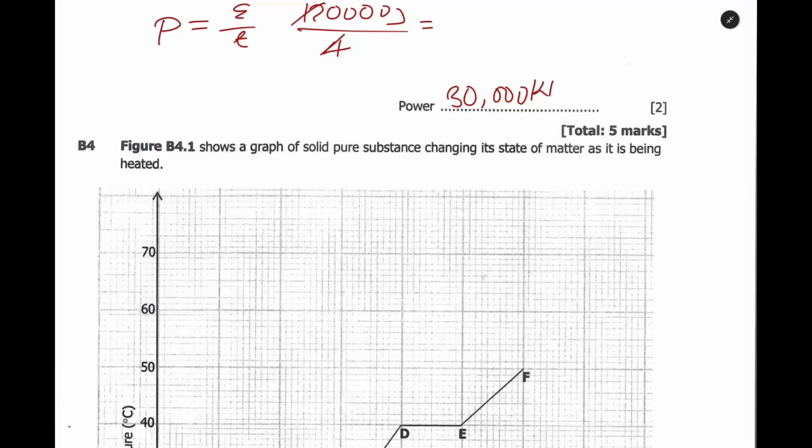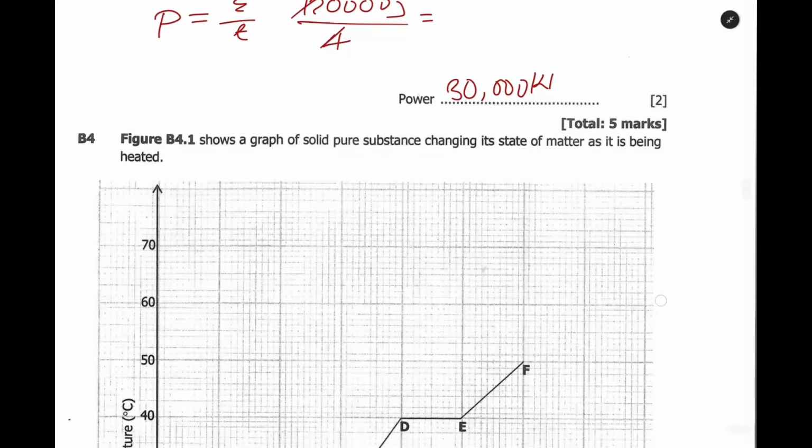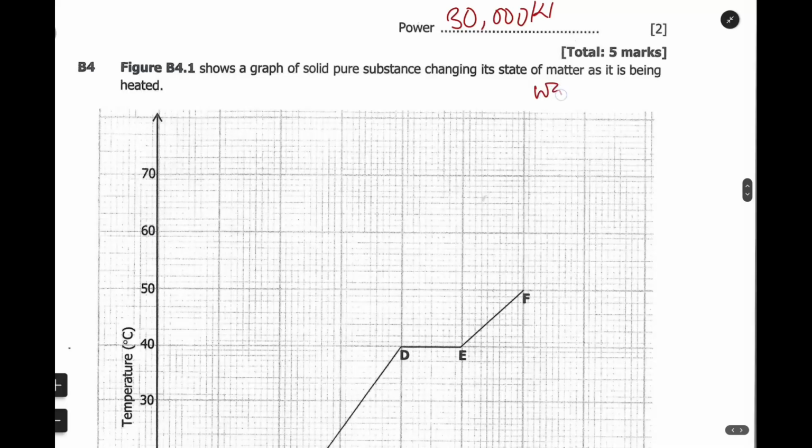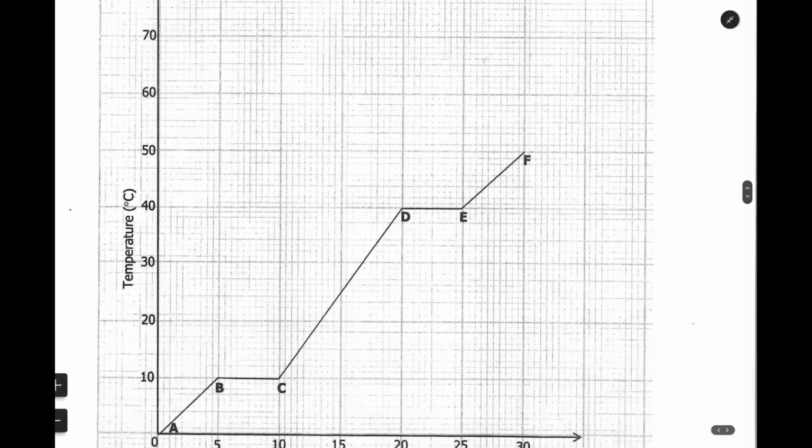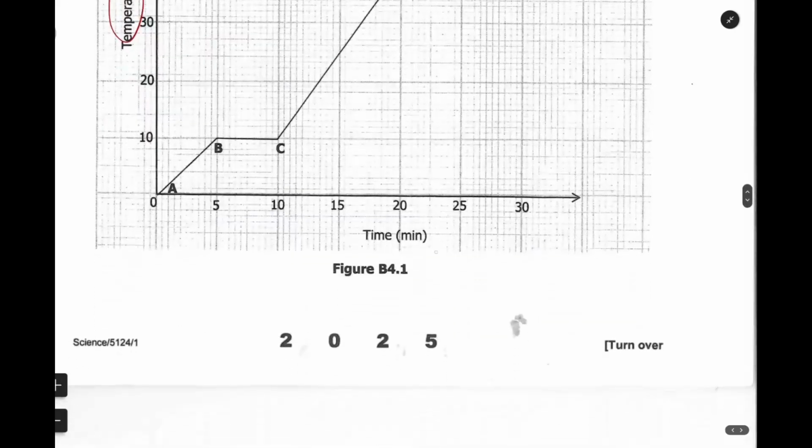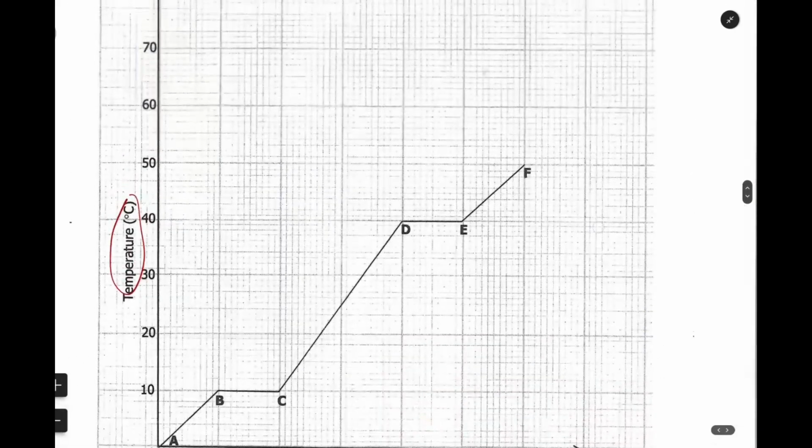B4.1 shows a graph of a solid pure substance changing its state of matter as it is being heated. Here we've not been told that this is water. Some of us know that water boils at 100, and when you see this, all you see is 100 degrees. You don't even look at the numbers. So look at this: temperature in degrees Celsius, and of course time in minutes.